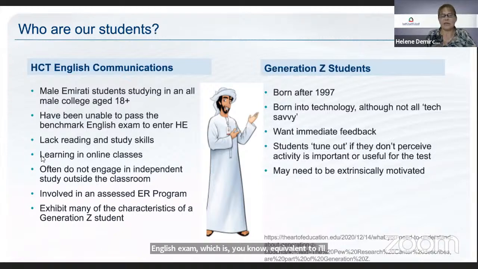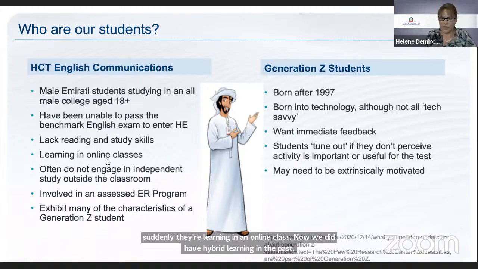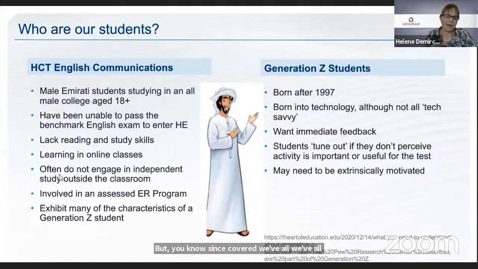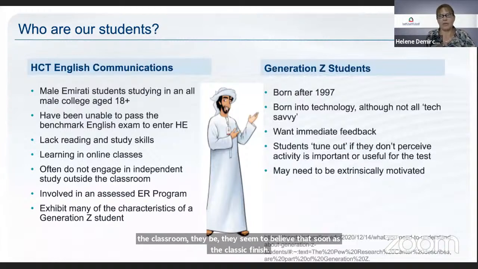And suddenly they're learning in an online class. Now, we did have hybrid learning in the past, but since COVID, we've all had to deal with this. Often the study skills are that weak, or often they do not engage in independent study outside the classroom. They seem to believe that as soon as the class has finished, that's it. They go home and they don't engage with any material until the next day.